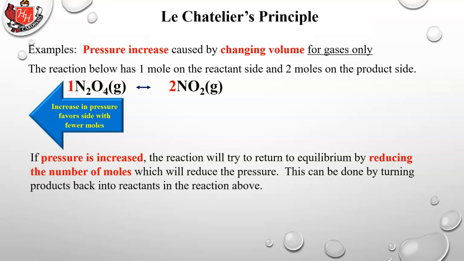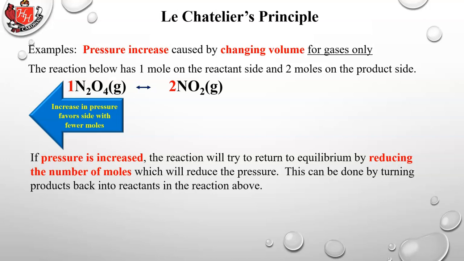So the reaction says to you, I'm not happy. You increased my pressure. I don't want my pressure increased. I was happy. I was at equilibrium. So what's it going to do? What can the reaction do to lower its pressure? What it can do is go from the side that has 2 moles on the right back to the side that has 1 mole. Because according to PV equals nRT, if you increase the number of moles, you increase the pressure. If you decrease the number of moles, you decrease the pressure.